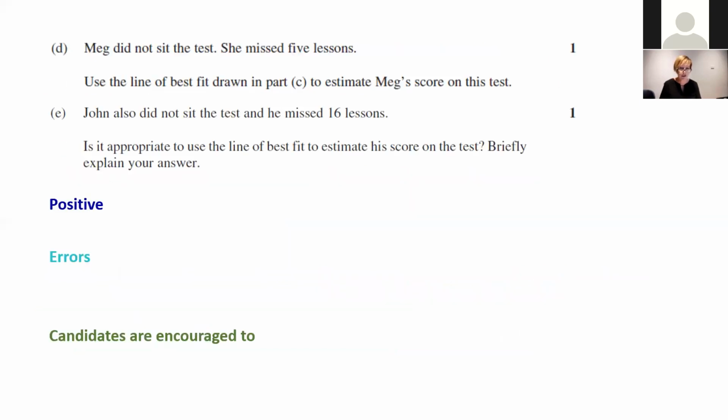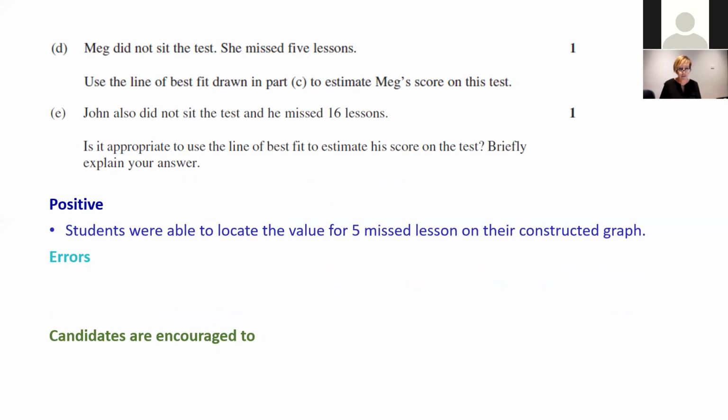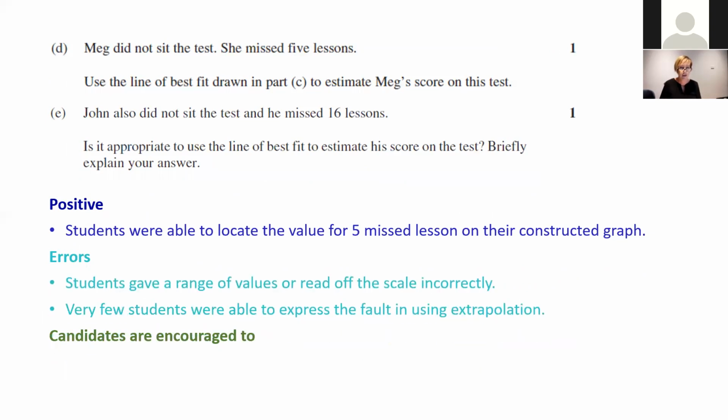Now, in this section, this was basically interpolation and extrapolation, D and E. So we had to use the line of best fit to estimate Meg's score. They were able, in general, to locate the value for 5 missed lessons on their constructed graph. Students gave a range of values or read off the scale incorrectly. So instead of giving one answer, they would give this, this, or this, or they just couldn't read the graph correctly.